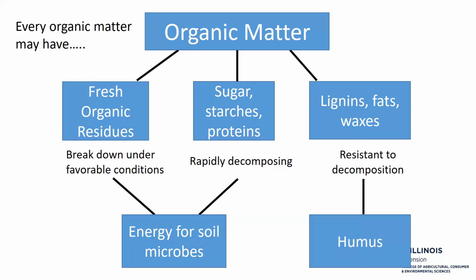The last category tends to be resistant to decomposition. So it's something that the microorganisms just don't tend to gravitate towards, don't tend to like too much, so it tends to go straight to the humus itself. I would encourage you to really focus on these first two categories, your fresh organic residue as well as the sugars, starches, and proteins. That's what you're going to find with most organic matters, is that they will have these good products themselves.